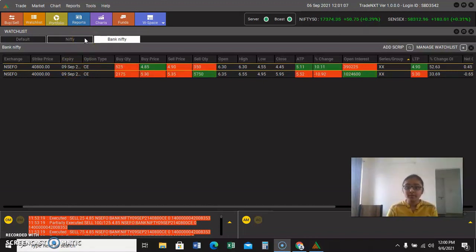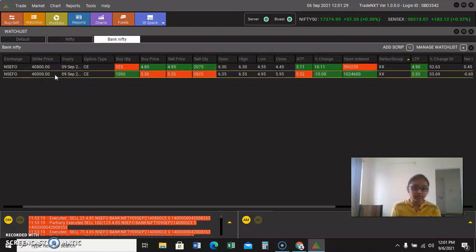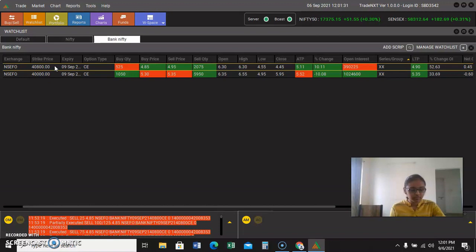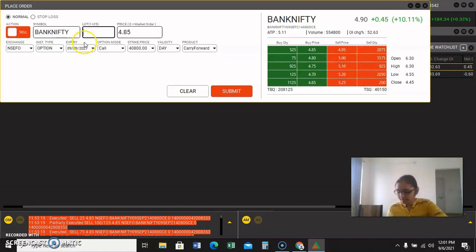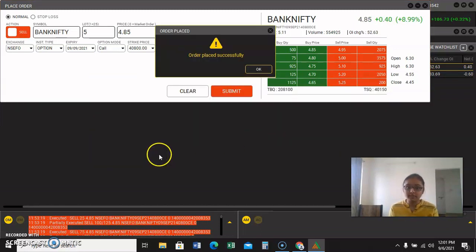So we want to execute ratio call spread in the ratio of 1:2. We have bought 5 lots of 40,000 call. We have to sell 10 lots of 40,800 call. But due to bid spread, I have sold 5 lots. Now I am going to sell next 5 lots. So I'll tell you the logic afterwards.